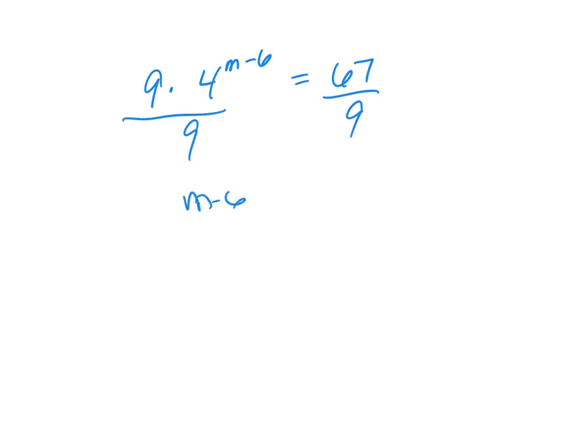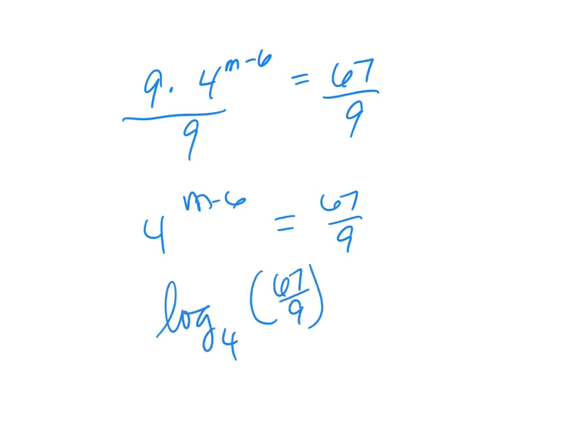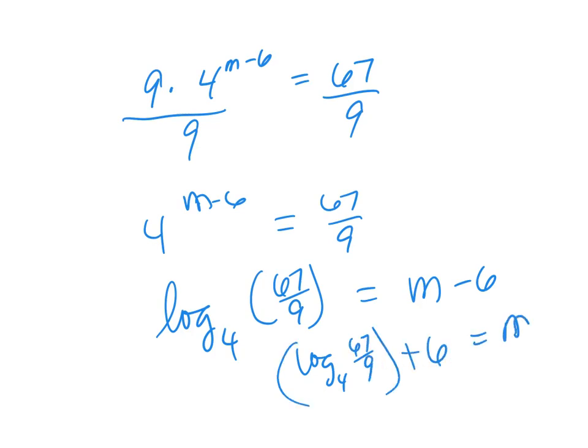And the last one is 9 times 4 to the m minus 6 equals 67. Divide both sides by 9, and we get 4 to the m minus 6 equals 67 ninths. Change that to log base 4 of 67 ninths equals m minus 6. Turn that into a decimal, log base 4 of 67 over 9, and add 6 to it to get m, and m is going to be equal to 7.44181.